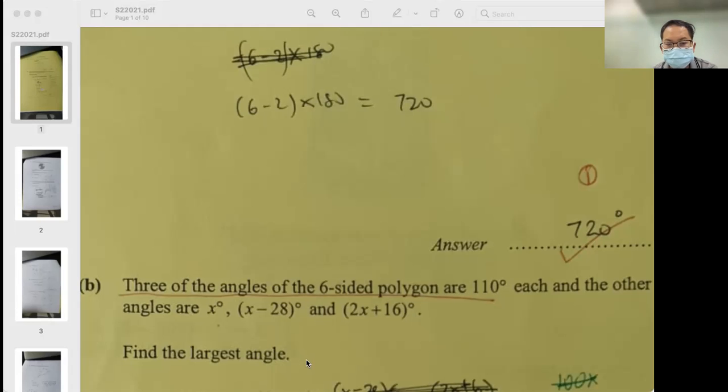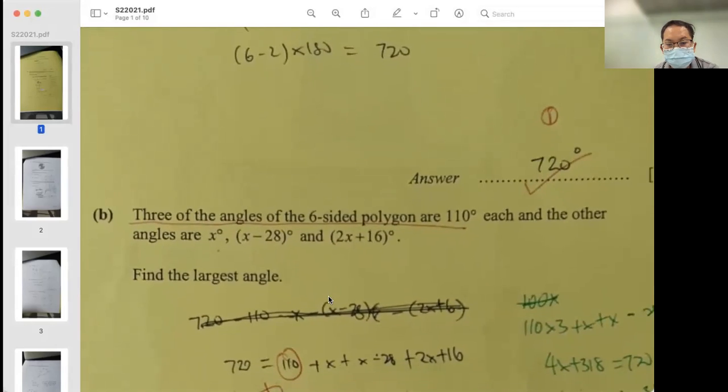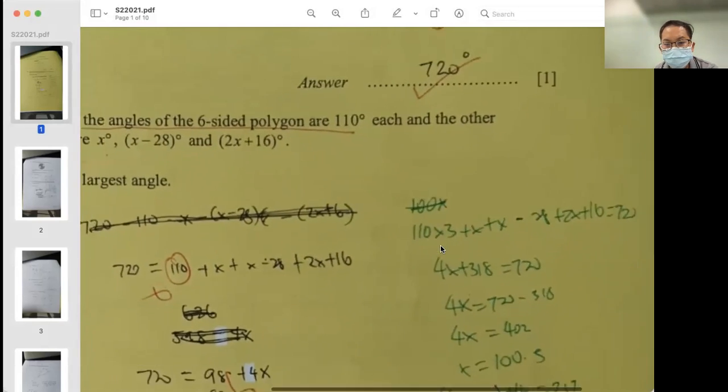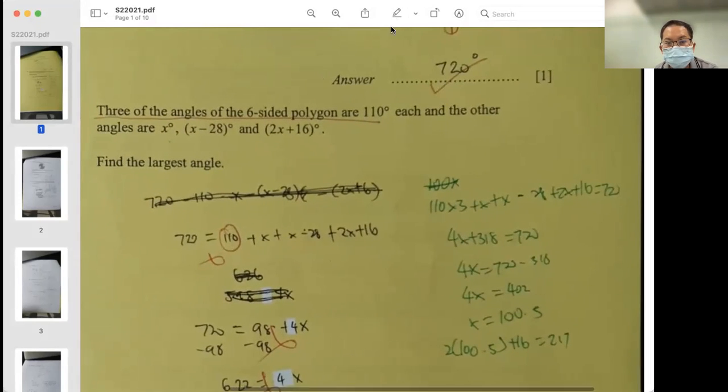So I will show you the solution. Same, if not done, please pause. What is going to happen is you just add the three 110 angles and the other three angles, equal to 720. Just equate them. So here is the solution: (110 × 3) plus the other angles, x minus 28 and 2x plus 16, equals 720. This 720 is the answer from your part A.